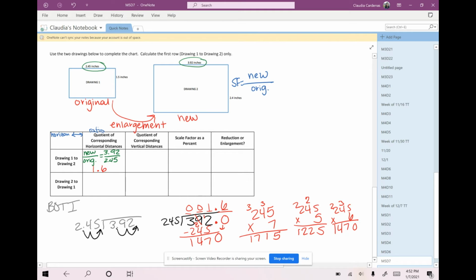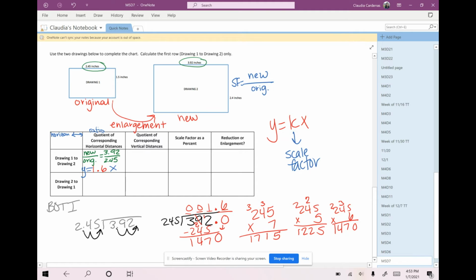And so we know that we can put this into our equation. Remember, our equation is y equals kx because scale factor is also known as k, or the constant of proportionality. So make sure this is written as well. So I can write this as y equals 1.6x.